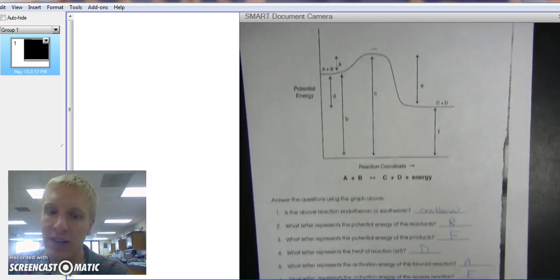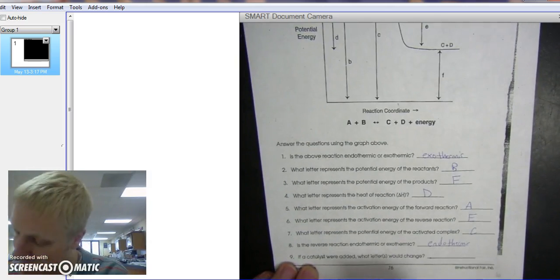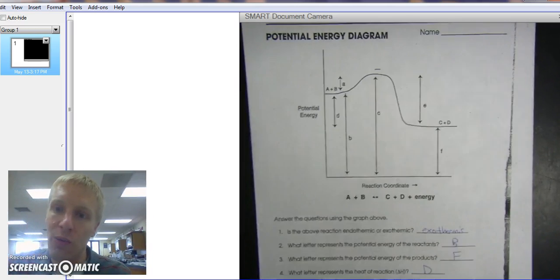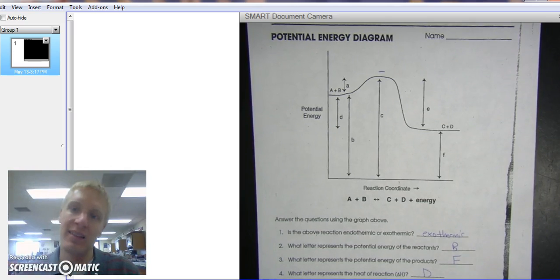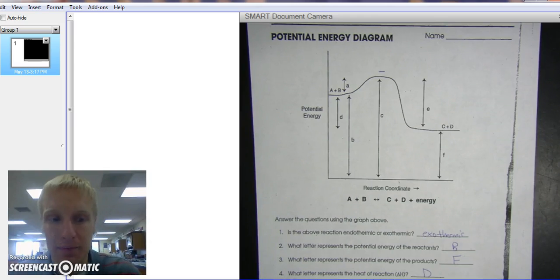And then the last question on this sheet is, if a catalyst were added, what letters would change? So what is a catalyst? A catalyst is an entity that speeds up the reaction and is not consumed in the reaction. It kind of just facilitates. So it's not necessarily a reactant, it's not a product.